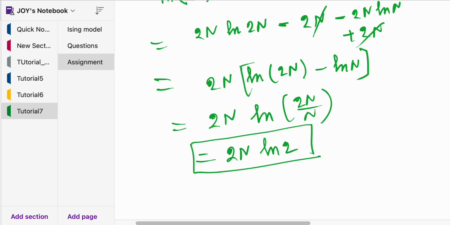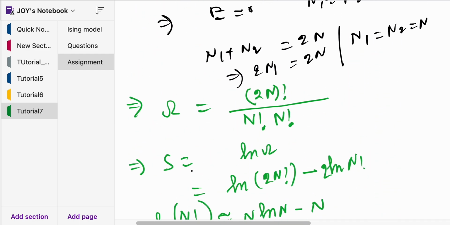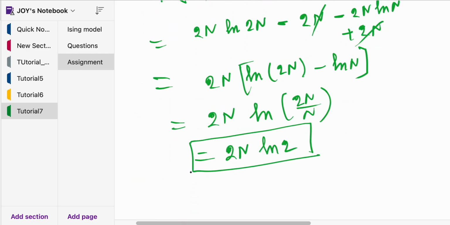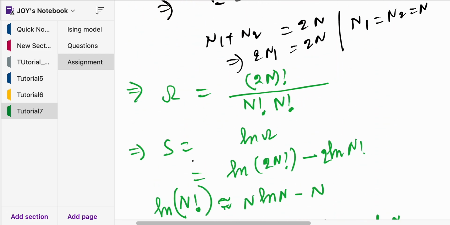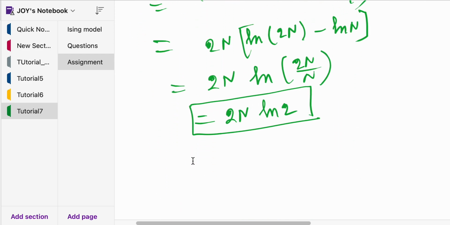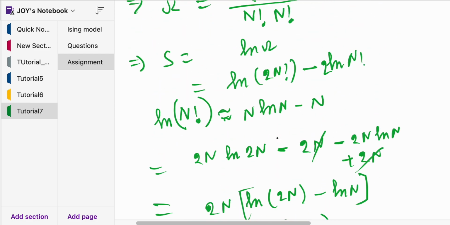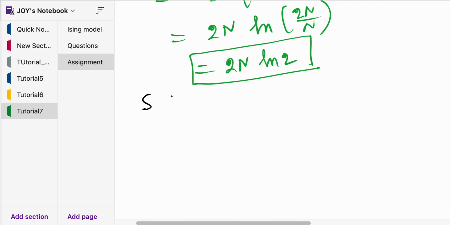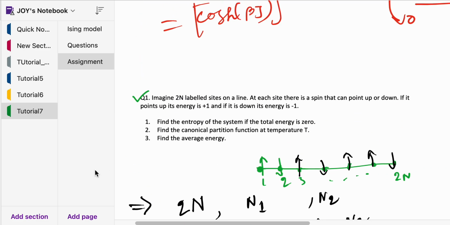One interesting property you should notice is that the entropy, as we know, is an extensive function. That means the entropy should depend on the total number of particles in the system. It should be proportional to the total number of particles, that means n. Here you can see that the entropy is directly proportional to the total number of particles. So this is the entropy we have calculated.